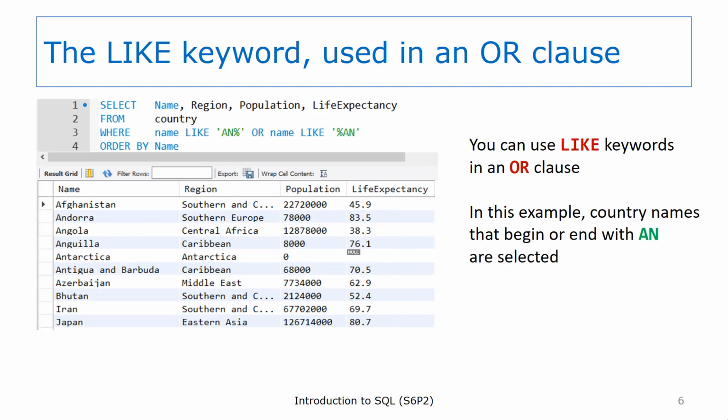You can combine like keywords in a compound condition. In this example, we are using an OR clause. We are selecting country names that begin or end with the letters AN. Keep in mind the result of a like comparison is a Boolean true or false value. An entire where clause ultimately boils down to a value of true or false, no matter how many compound conditions appear in the where clause. If the result of the where clause evaluation is true, the row is selected for inclusion in the result set. If the result of the where clause is false, the row is not selected.